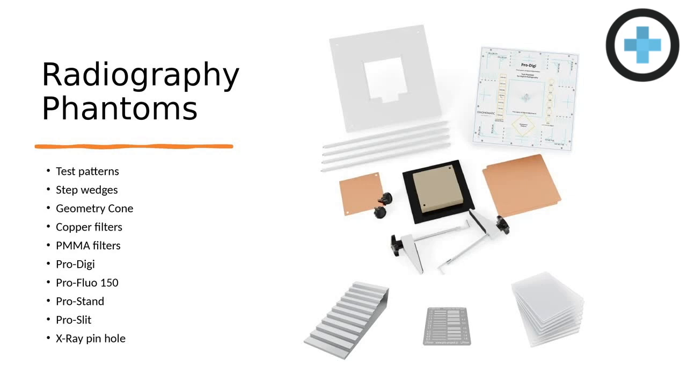All right, so let's jump into some of the actual phantoms themselves. Some of the more basic ones are test patterns, step wedges, geometry cone, copper and PMMA filters. And kind of the back half are some of the phantoms that we manufacture that combine a lot of those basic phantoms. Some you're probably already familiar with. We'll walk through those and do a little comparison as well with the Pro-Digi and Flua, because we get a lot of questions regarding which is going to be the better option for end users.